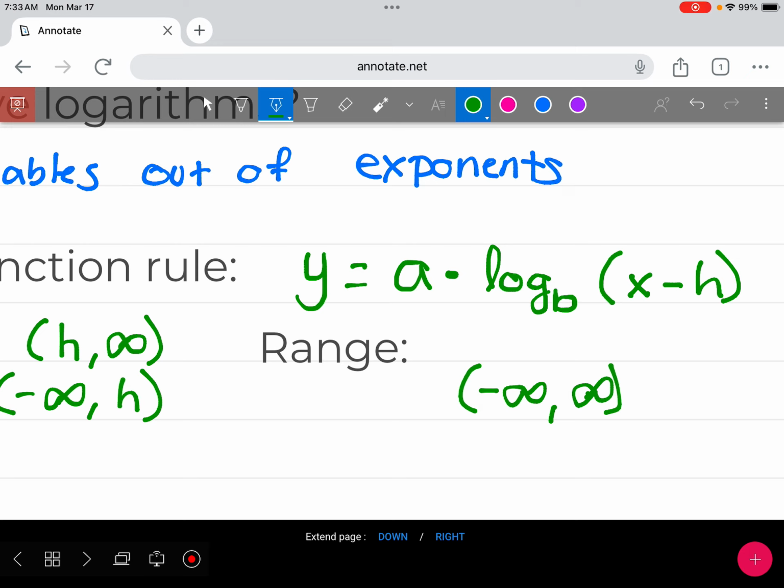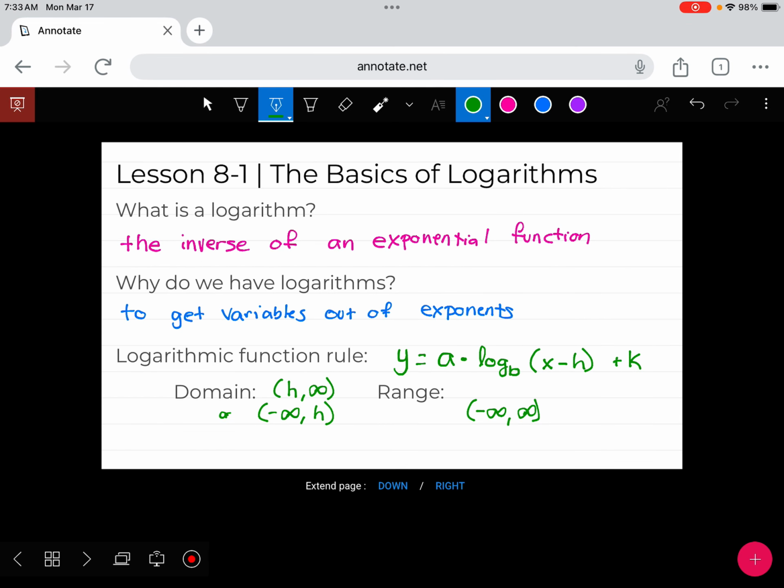Yes. It's because it's the inverse. And honestly, when we look at working with graphs and stuff, that is 100% going to be how we do it. It's going to be one of those things that's based really heavily off of our exponential functions.